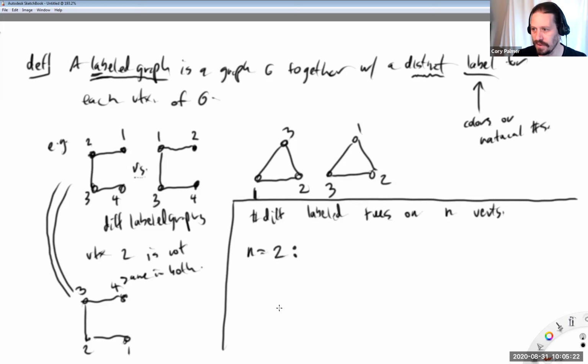When you have 2 vertices, I need to label trees. So I need to first figure out how many underlying trees there are, and then figure out how many different ways to label it. Yeah, I see Eric puts up 1. There's only 1 tree on 2 vertices, just this one too.